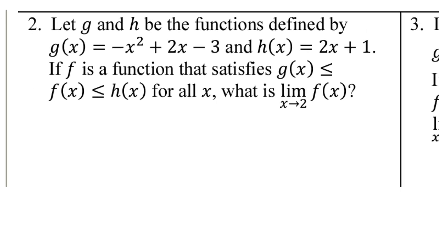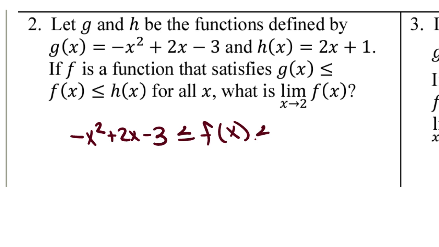So they gave you g, they gave you h, and then they said some function f. They didn't even tell you what the function was. Some function f falls between. So g is my lower bound, and f is my higher bound. If I wrote that out, I got negative x squared plus 2x minus 3 is less than or equal to some function f, which is less than or equal to 2x plus 1. So this is my lower bound, and this is my upper bound.